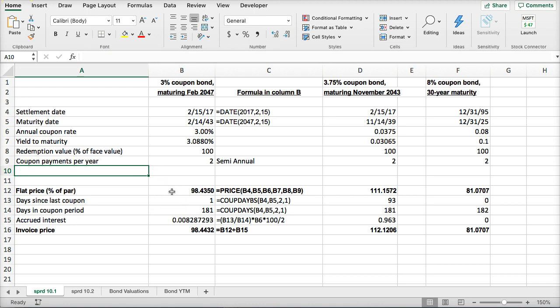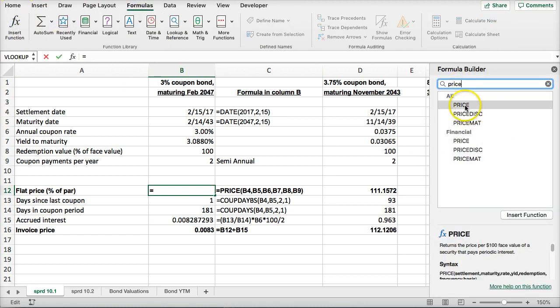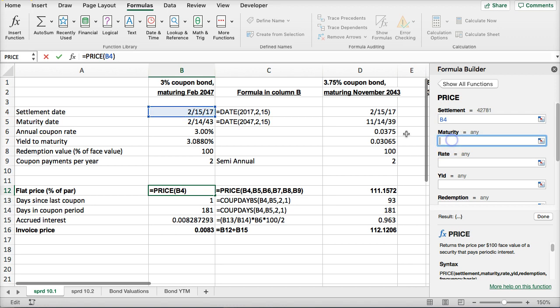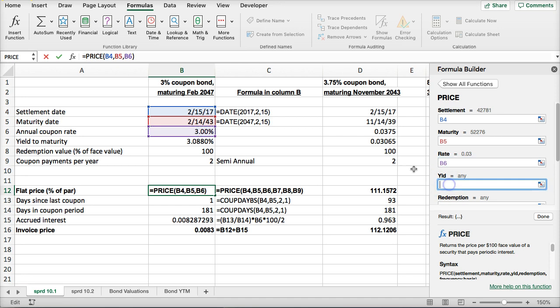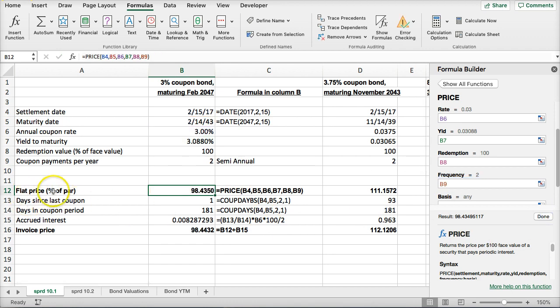Okay. Now, to calculate the price, what the price of the bond should be as a percentage of par, we could use the price function. So as displayed over here, if I'm going to delete this cell, and I'm going to go to functions, insert function, and look up price. Okay, so then we have the price here. First thing I want to put in is the settlement, then the maturity, then the rate, then the yield, then the redemption, and then the frequency. So we're done. Now we get the percentage of par.